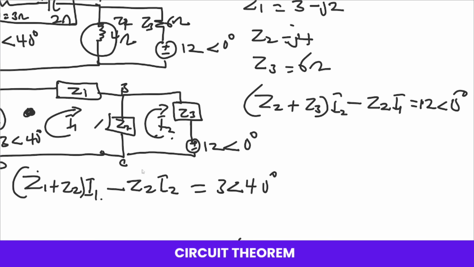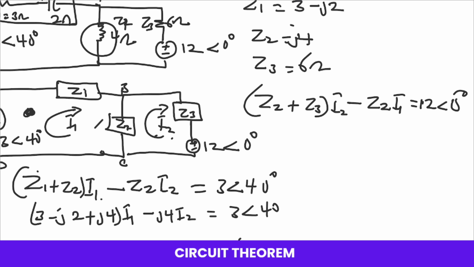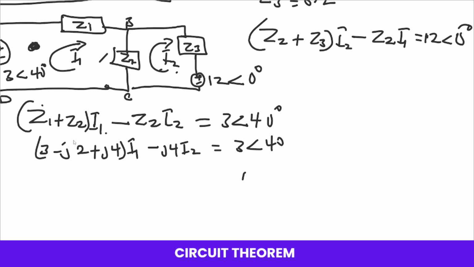So let me do the first loop. Z1 plus Z2: don't forget Z1 was 3 minus J2, plus Z2, which is J4. All multiplied by the loop current I1, minus Z2. What is the value of Z2? Z2 is equal to J4. So we'll have J4 I2, and this should be equal to 3 angle 40 degrees. So this is my first equation. Let me simplify that.